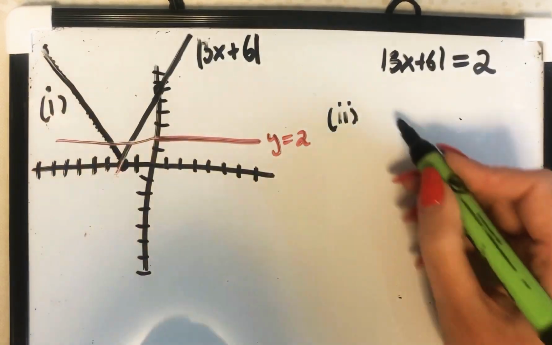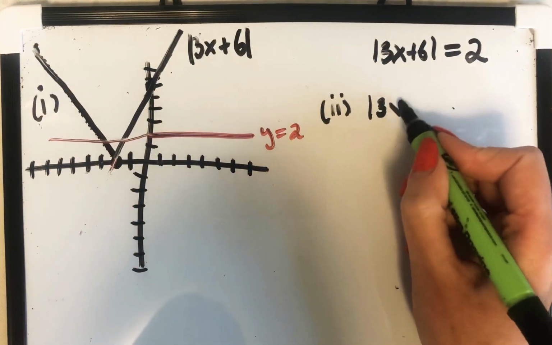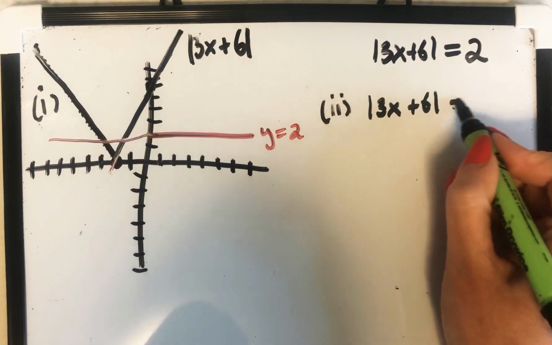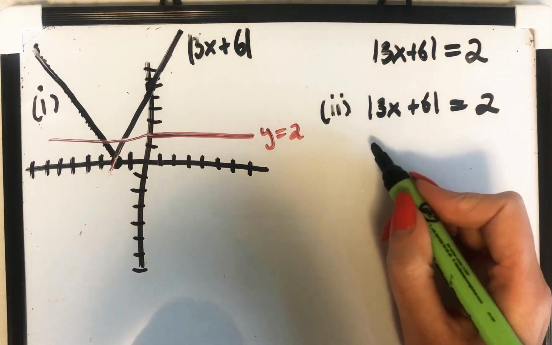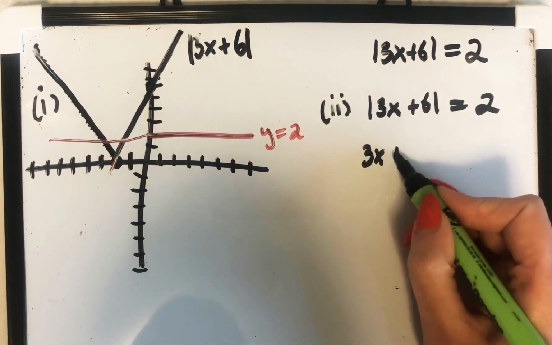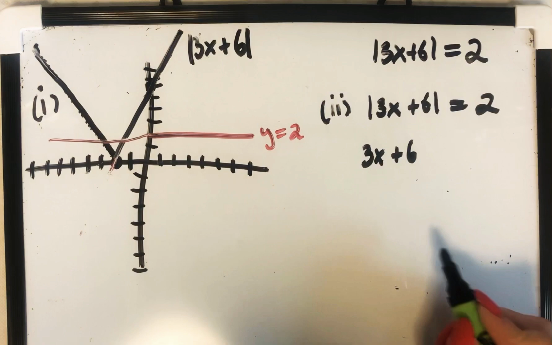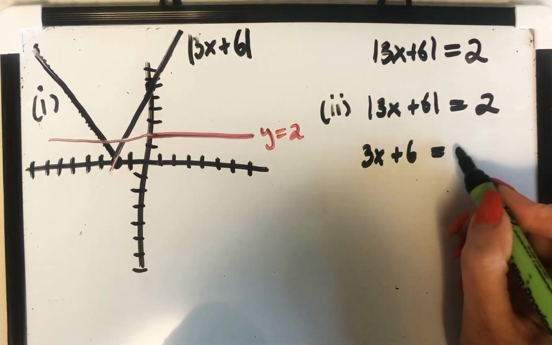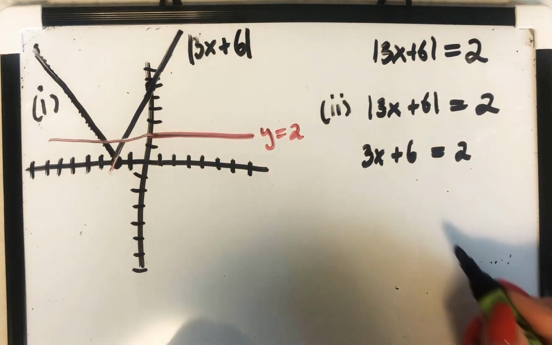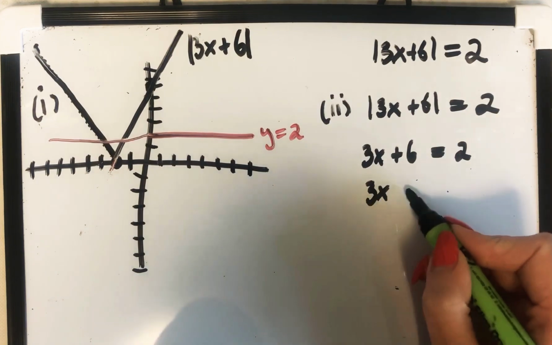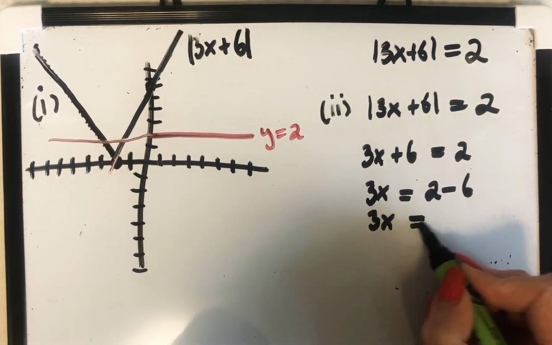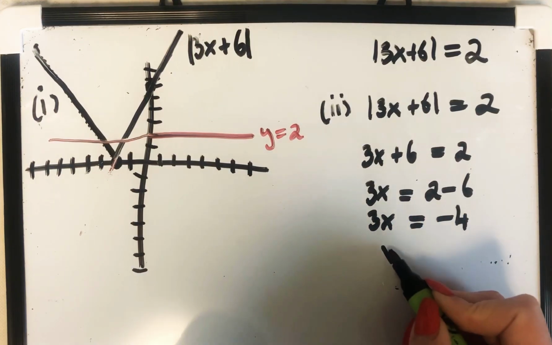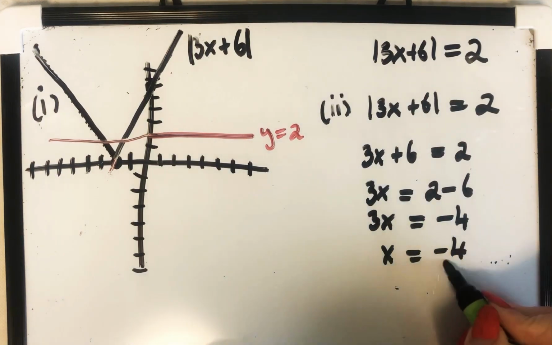Okay, so let's go again. We have the modulus 3x plus 6 is equal to 2. Now, the way I do this is method 1, we kind of say. So we take out the function from the modulus and we equal it to 2 and we solve for x. So we have 3x is equal to 2 minus 6, so 3x is equal to negative 4, so x is equal to negative 4 over 3.